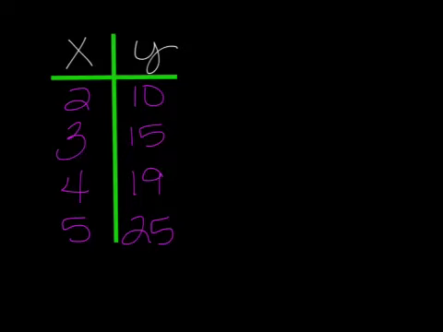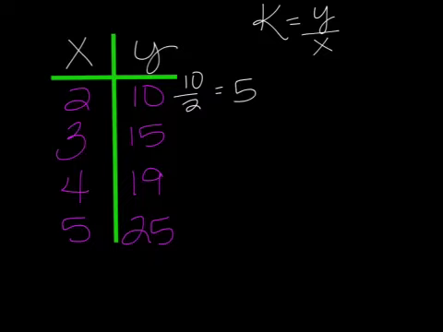Let's do one more example from a table. And we're still using our formula k equals y over x. And we're going to do the same thing as we did last time. Y over x. And 10 over 2 gives me 5. Next one, y over x. 15 divided by 3 is 5. Next one, 19 over 4. 19 divided by 4.